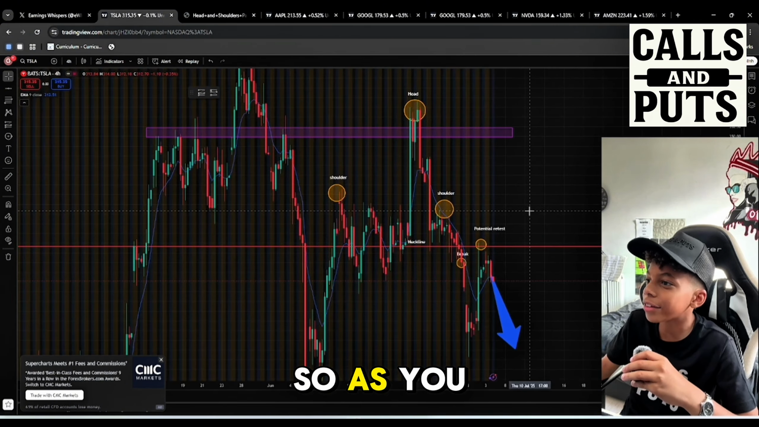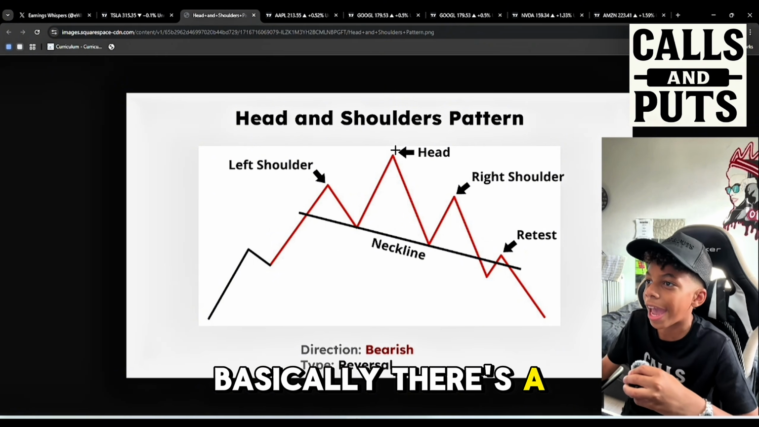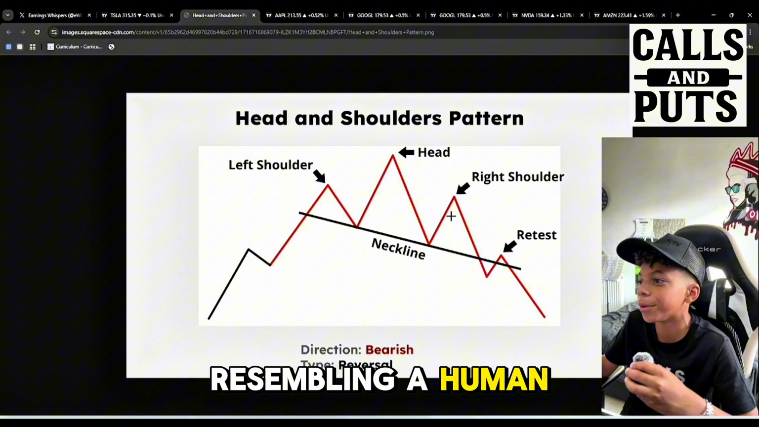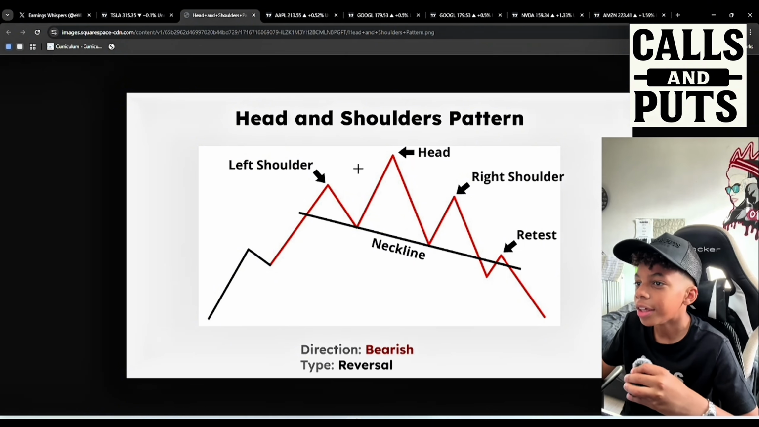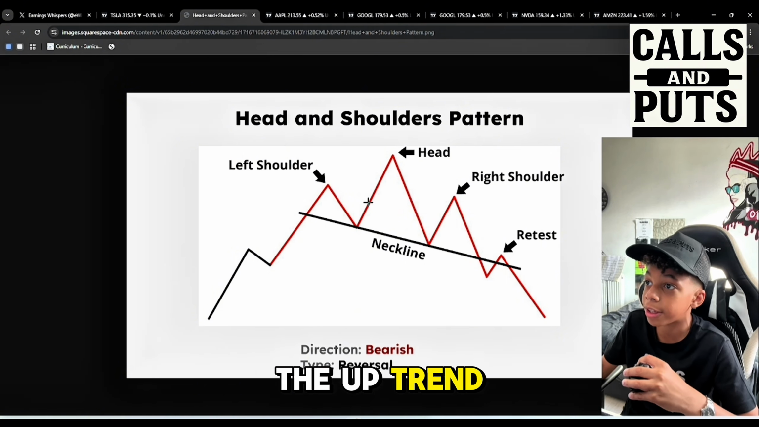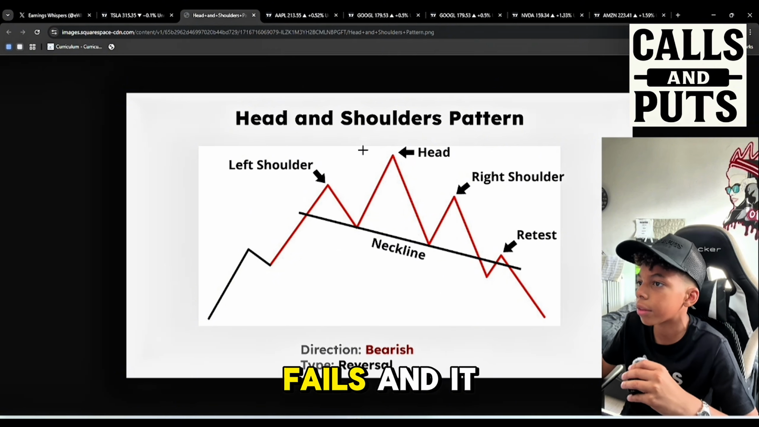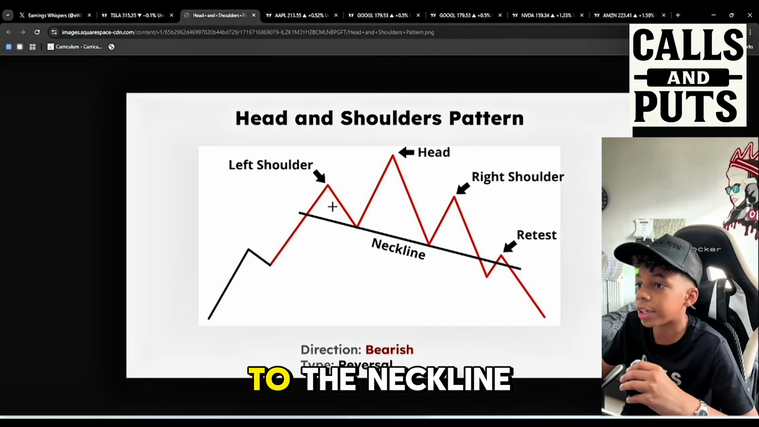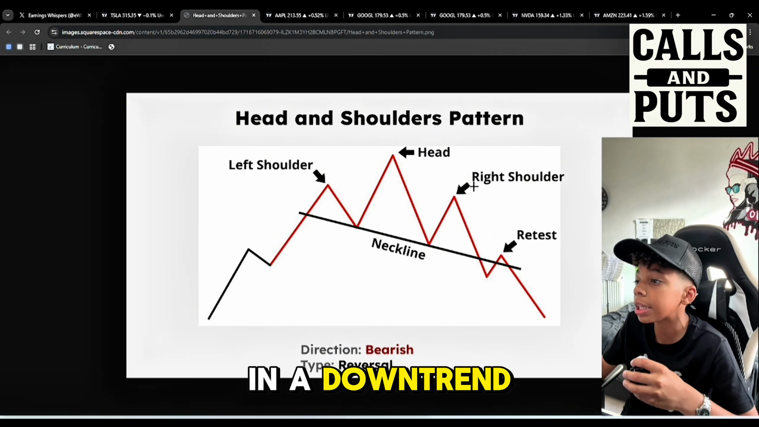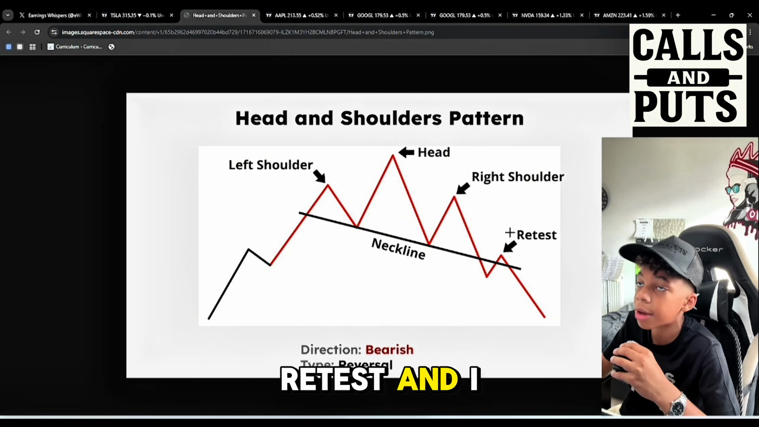As you can see, I found a really good head and shoulders pattern. For you guys who don't know, there's a left shoulder, a head, and a right shoulder, basically resembling a human. What happens is it creates a left shoulder, creates a correction with an uptrend, creates a head, and suddenly the uptrend fails, and then it goes back down to the neckline and creates a right shoulder, a correction in a downtrend. It goes down, creates another correction, and here it's a retest, and I would normally take this.